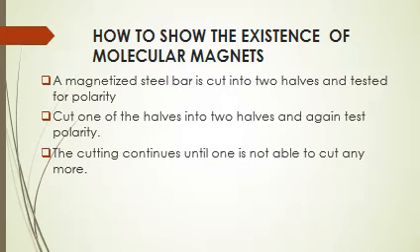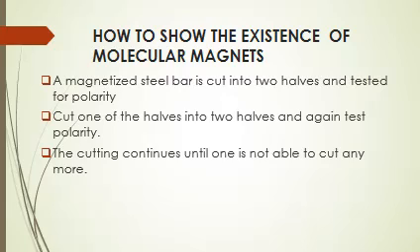Now continue cutting the halves until one is not able to cut anymore, and again test for polarity. You see that the small cuts, if you test for polarity, are also magnets with north and south pole.